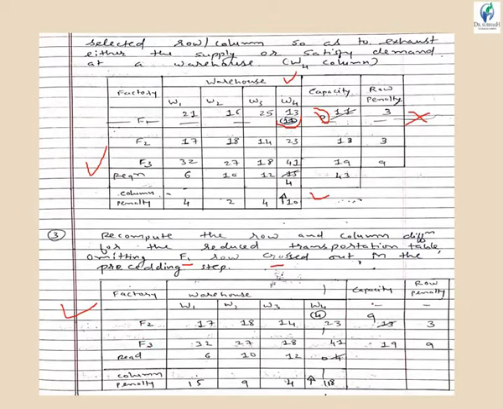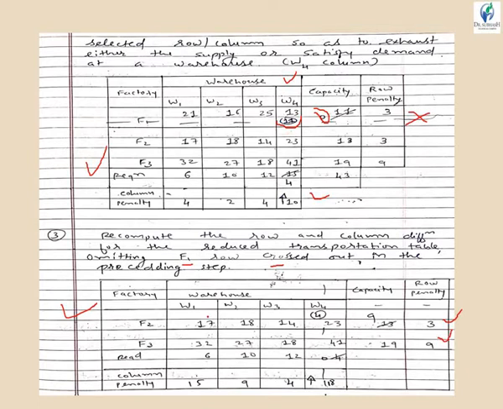You can see in this table F1 is omitted, the rest of the things are as they are. F2, F3, those values are as they are. Now again calculating the penalty for F2. The smallest is 14 and the second smallest is 17, so the difference gives you 3. For row F3, the smallest value is 18 and the second smallest is 27. The difference of 27 and 18 gives you 9.